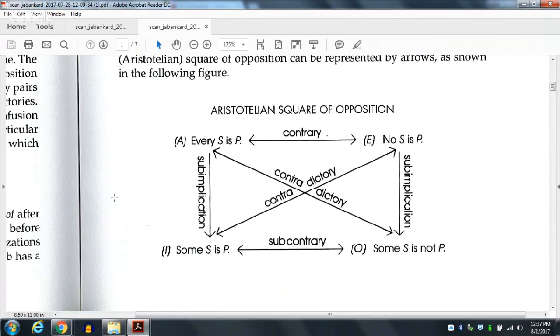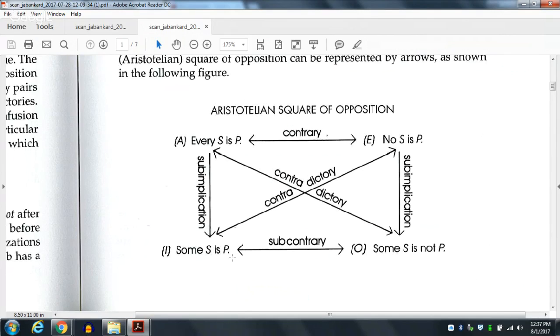Both cannot be true. If every firefighter is brave, then no firefighter is brave must be false. They both can't be true. If no firefighter is brave is true, then the A claim must be false. So the contrary means both A and E can be false, but both A and E cannot be true at the same time, okay?